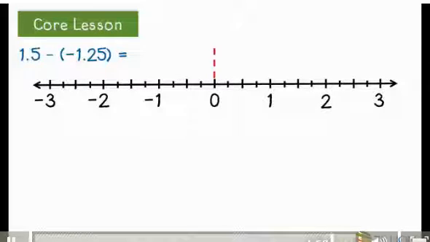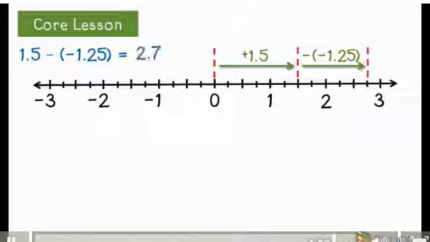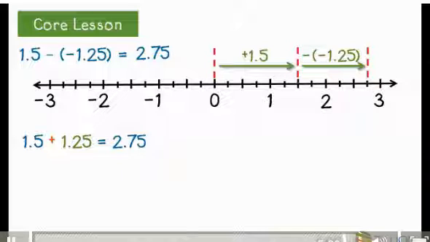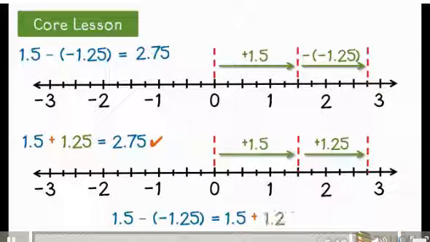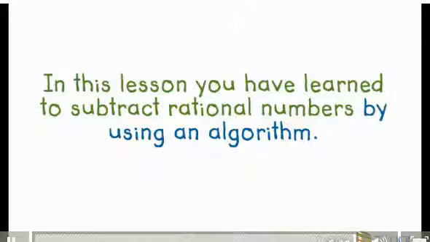Let's look at one last example. 1.5 minus negative 1.25. When we complete this on a number line, we see that the answer is 2 3/4. When we change the problem to add the opposite, we get 1 1/2 plus 1 1/4, and we expect the answer to still be 2 3/4. When we look on a number line, we can see that this is indeed the case, and that again the two equations are equivalent. In this lesson, you have learned to subtract rational numbers by using an algorithm.